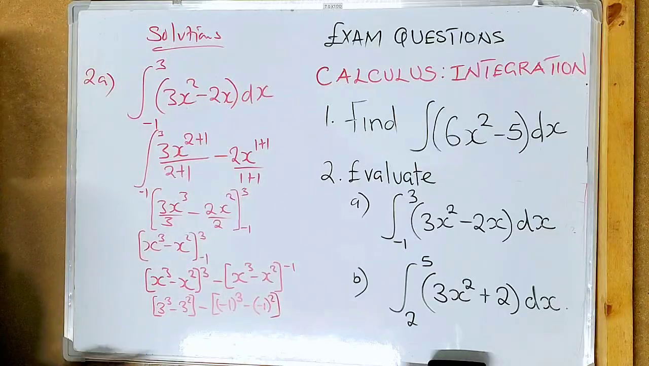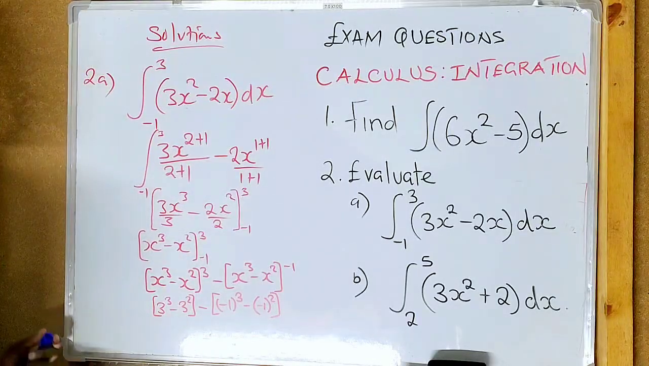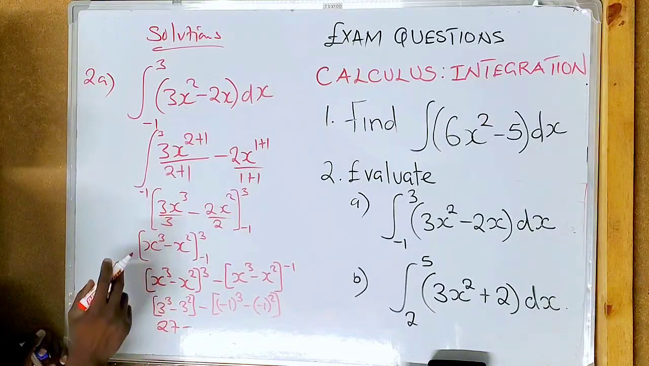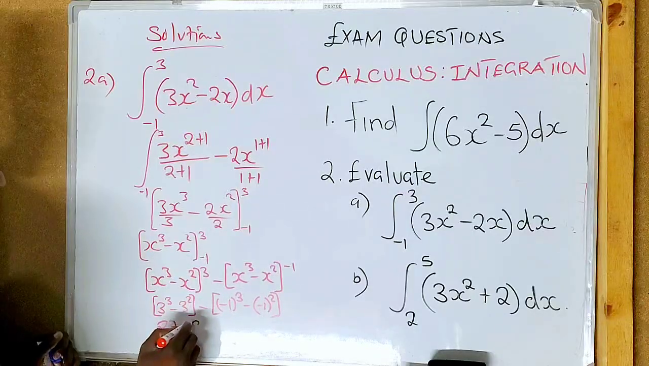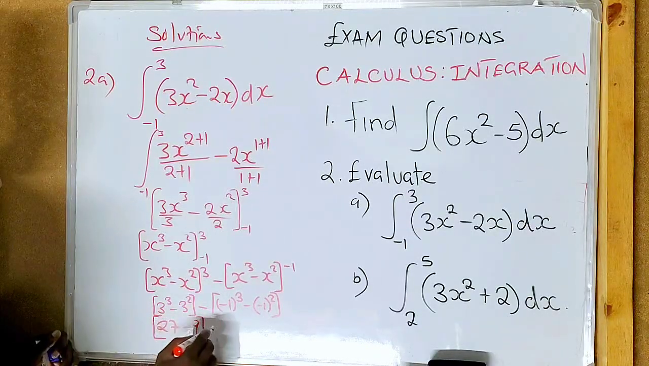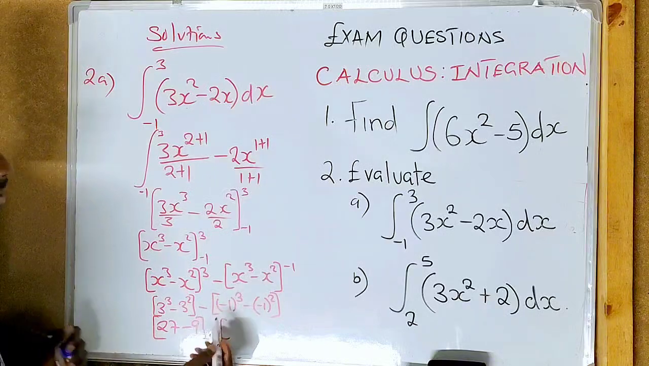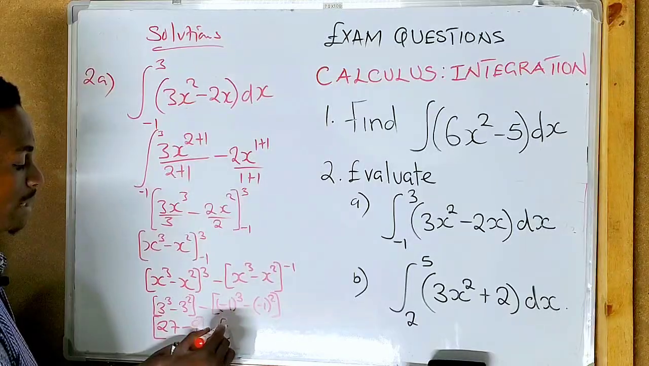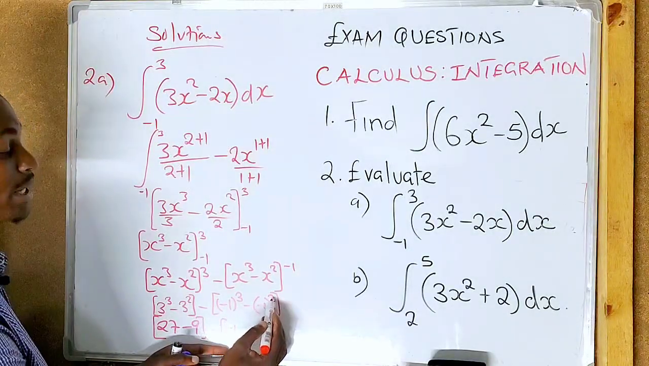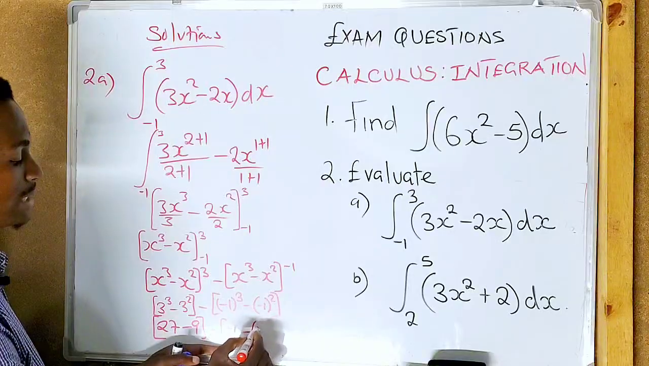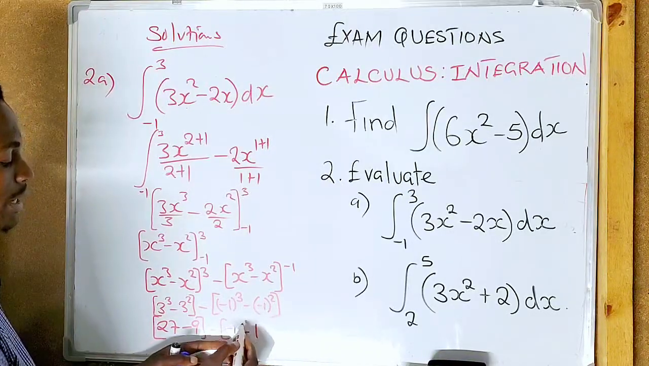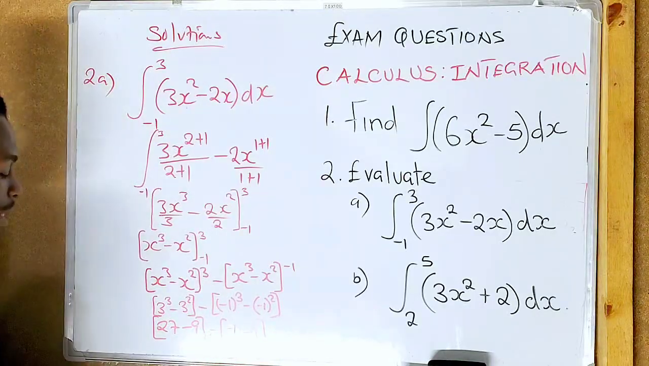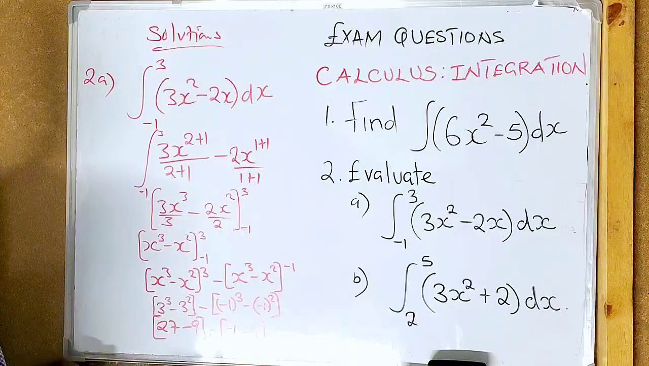You have to be very careful in substituting here. You can make a mistake. 3 cubed is 27. 3 squared is 9. Now -1 to an odd power is still -1. Then minus -1 to an even power is just 1. So it's the same as having 1 here. This negative stays here like this. Great. Now we can calculate nicely.